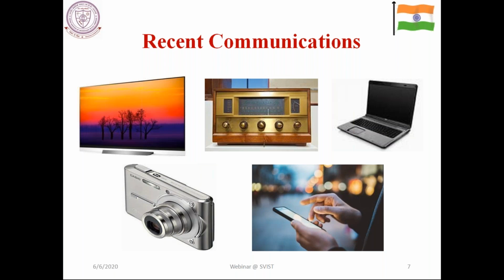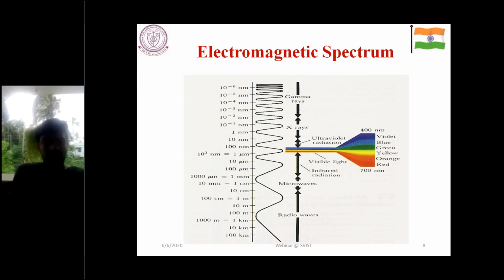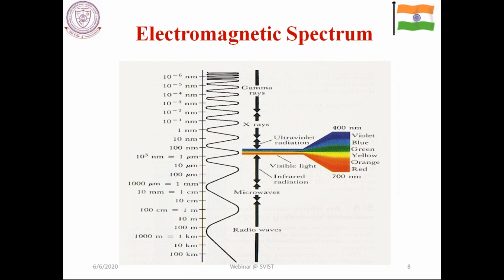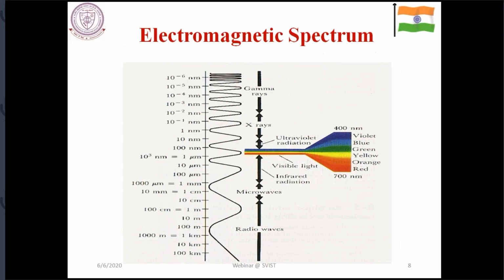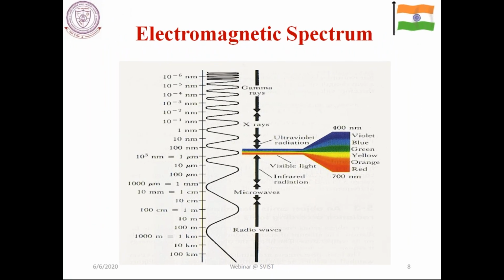Once you have this recent communication, the most important stuff in communication is nothing but the electromagnetic spectrum. So what do we mean by electromagnetic spectrum? It covers a very wide range of frequencies, and not only frequencies, it also covers a wide range of wavelengths. Depending upon the frequency value, the different ranges have been quantified, and people always target high frequency applications. Why, I am coming to in a few minutes.